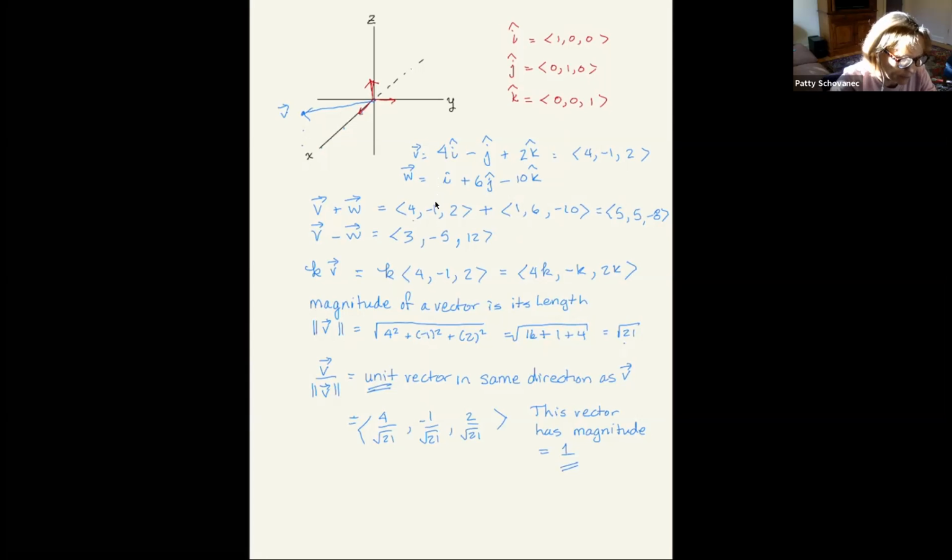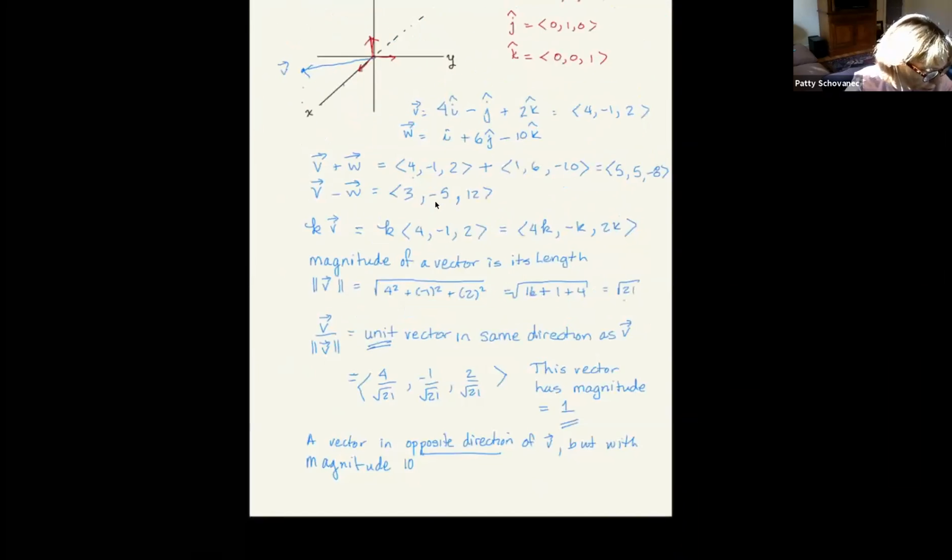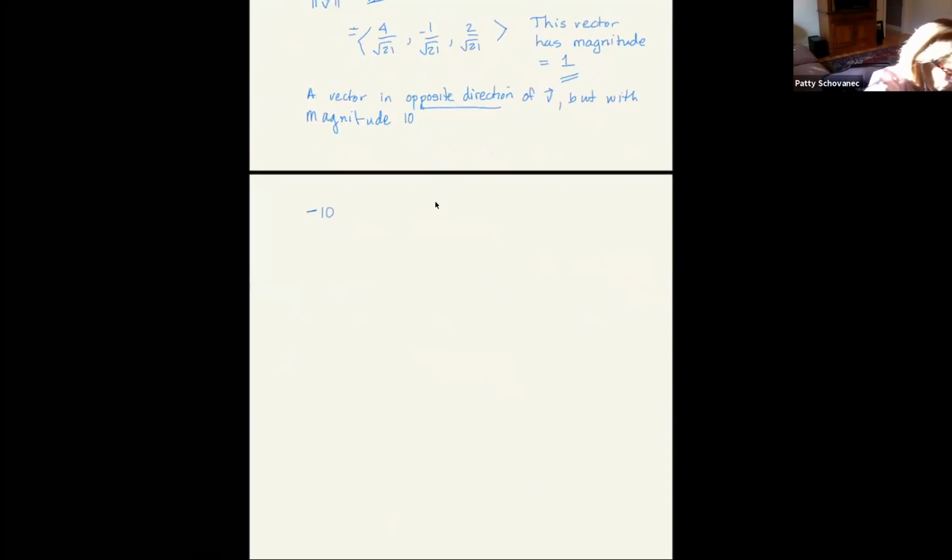If I multiply by a minus sign, it gives you a vector in the opposite direction. If I want to change its length, then I first find a unit vector, and then I multiply by whatever length I want it to be. So if I want a vector in the opposite direction of v in my example, but with magnitude of 10, then I just take, to get it in the opposite direction, I put a minus sign in front of my multiplier. So I put a minus 10 here, change direction, change its length, and then I multiply it by that unit vector.